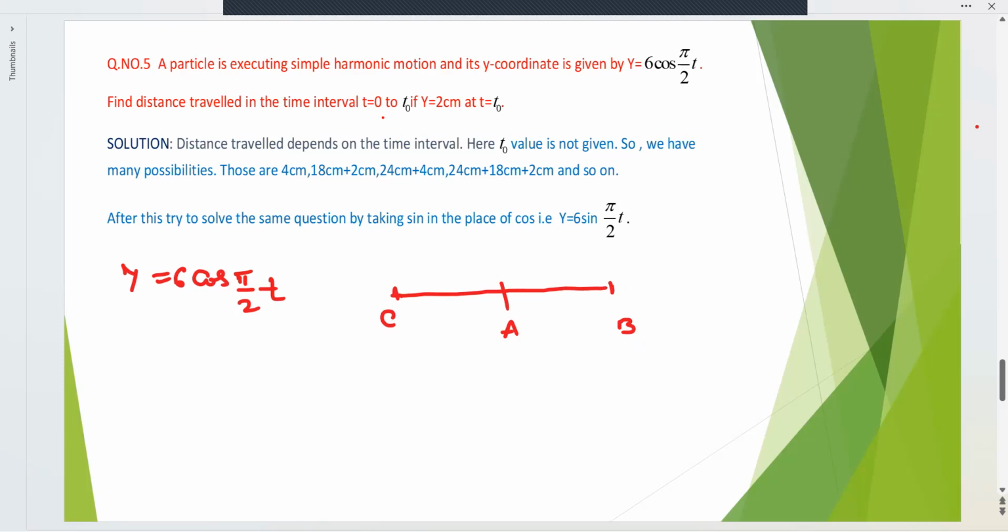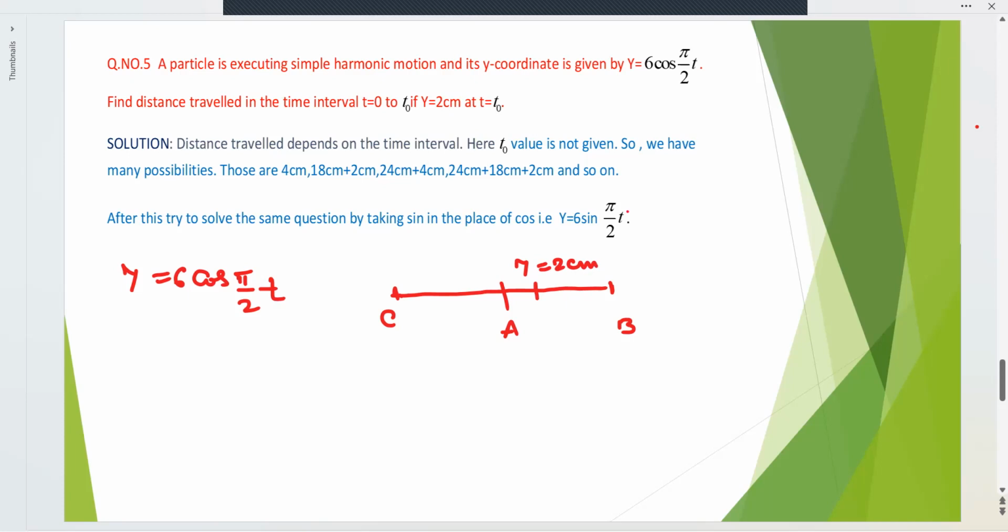From the given data, when t equals 0, y equals 6. That means it is at the right extreme position. And when t equals t naught, you are given y equals 2, so it is now somewhere here. I am writing here, y equals 2 centimeter.